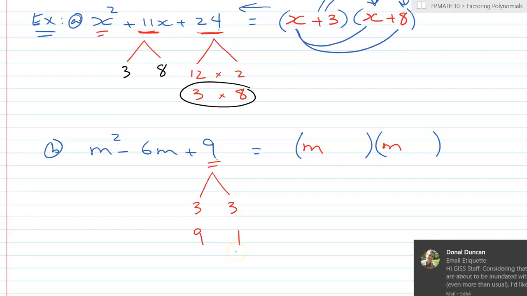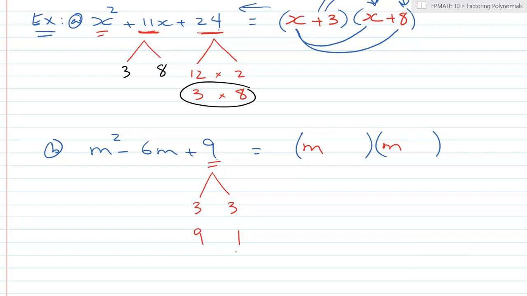But then remember, at the same time, you have to make sure the same two numbers you multiply, when you add them, you should get minus 6. So 3 and 3 will get us 6 but not minus 6. But if you do minus 3 and minus 3, that will get you minus 6. And the same thing with minus 3 times minus 3, that will give you positive 9.